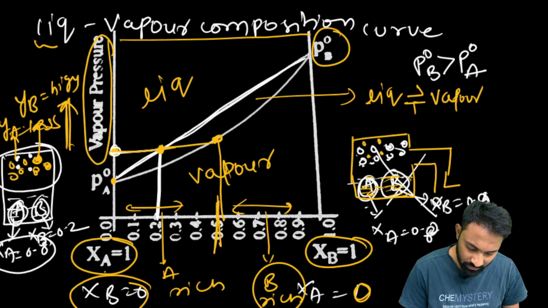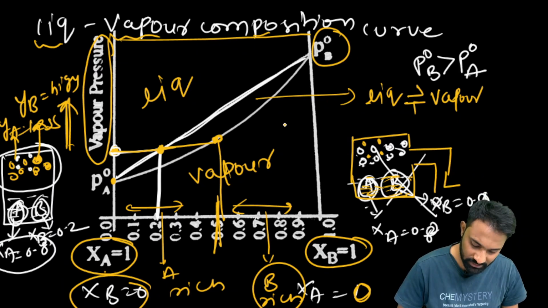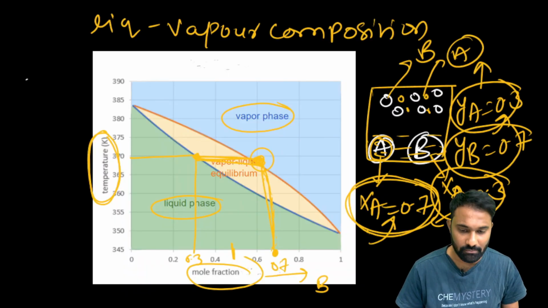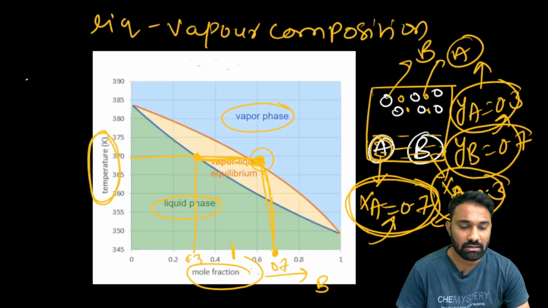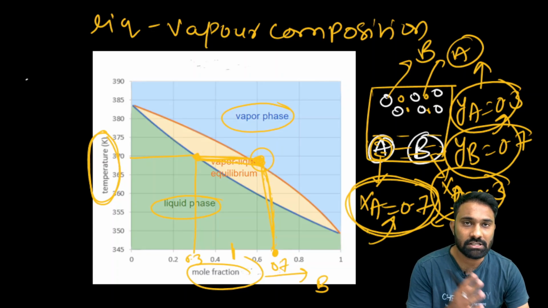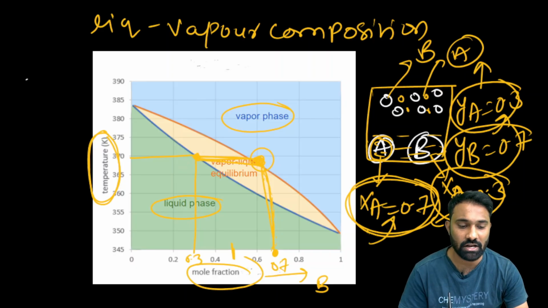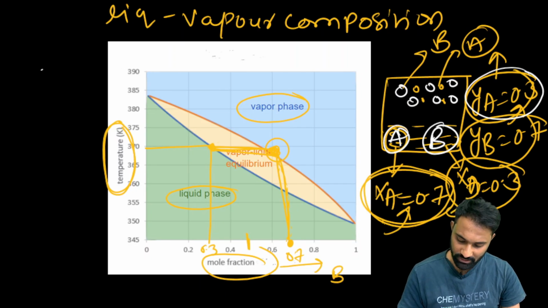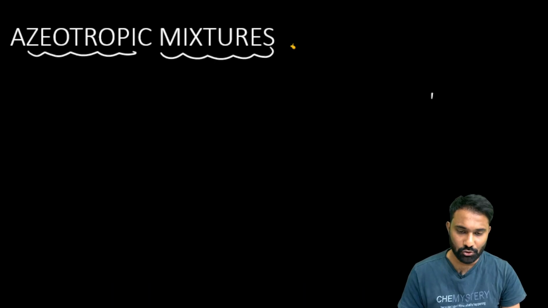This is about the liquid and vapor composition with the vapor pressure. Now we got this graph, and with the temperature we got this graph. Clear? Now by this topic, we learn how to read the graphs if they have given temperature versus mole fraction, or vapor pressure versus mole fraction. Now we'll see what azeotropic mixtures are.